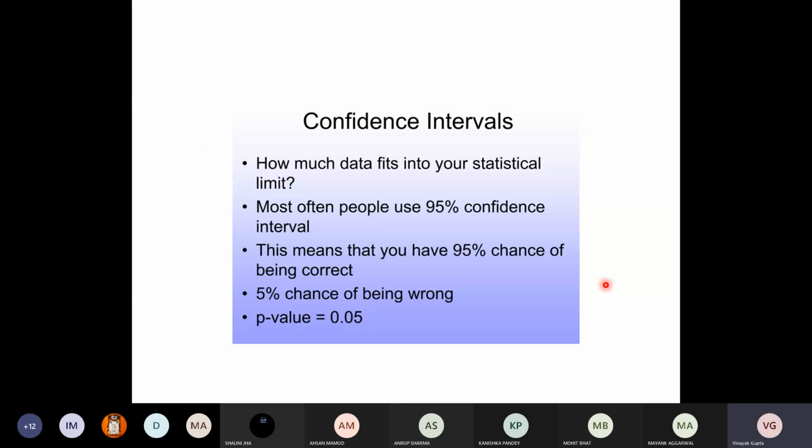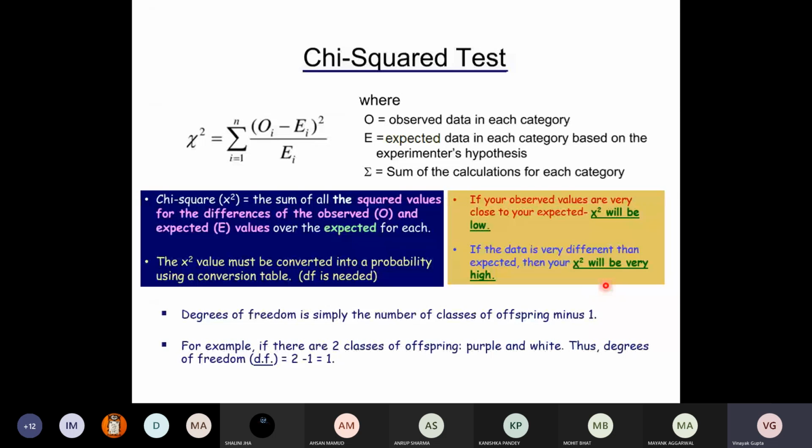Now the question is how to calculate the chi-square value. This is the formula. We are going to solve some of the problems. So you can note down this formula that chi-square is equal to the sum of the observed minus expected, squared, divided by the expected value.